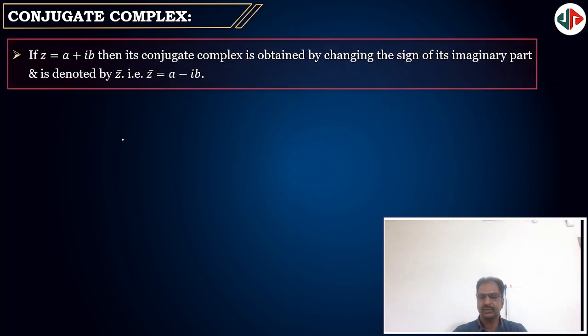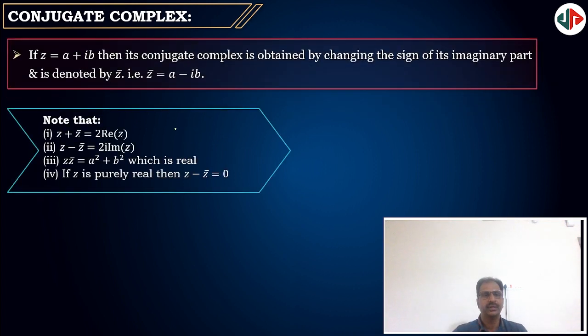Next, what is the conjugate of a complex number? If Z is equal to A plus iB, then its conjugate is denoted by Z bar and it is given by A minus iB. That means the real part remains the same and the sign of the imaginary part changes. Here in Z, the imaginary part is B, here the imaginary part is minus B. So to get the conjugate of a complex number, take the real part as it is and change the sign of the imaginary part.